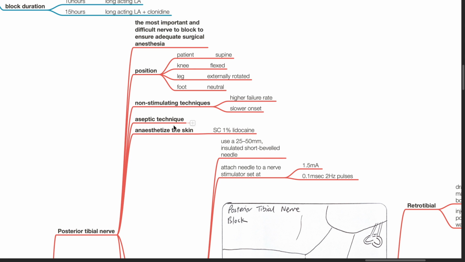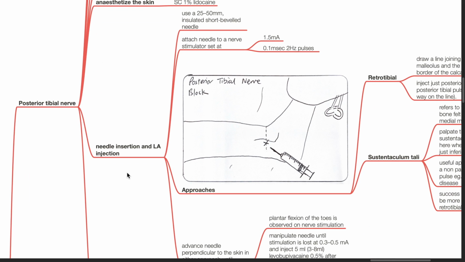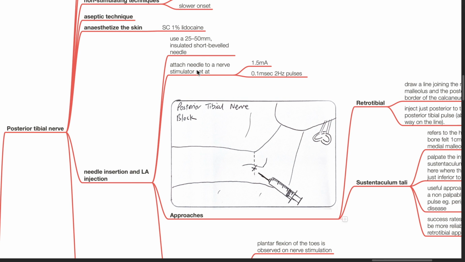Aseptic technique is used. Anesthetize the skin with subcutaneous 1% lidocaine. Needle insertion and LA injection. Use a 25 to 50 mm insulated short bevel needle. Attach the needle to a nerve stimulator set at 1.5 mA, 0.1 millisecond, 2 Hz pulses.